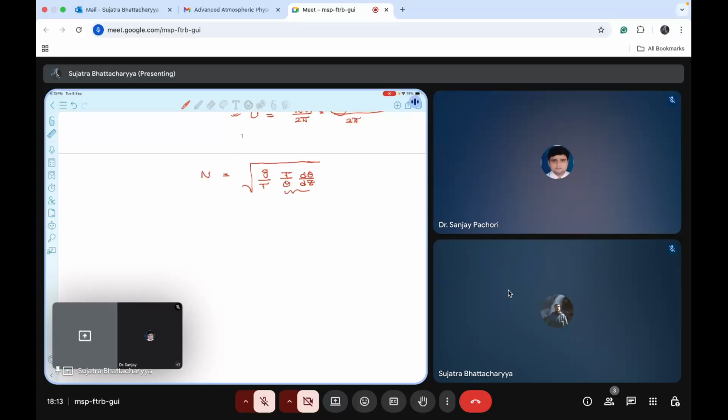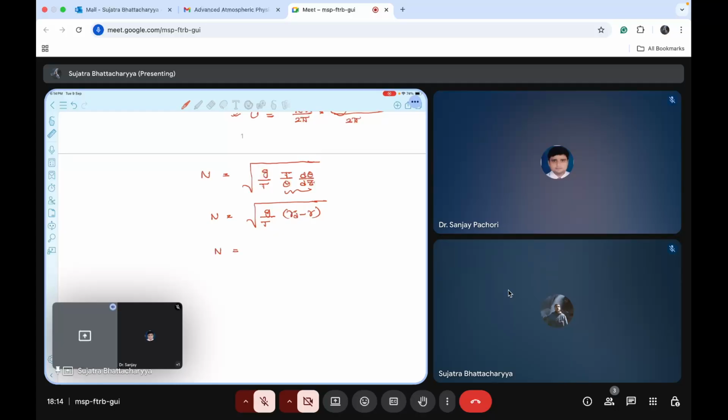Now, this we already know. That's why I have done that. So N is the root of g by T, times T by theta d theta/dz, that is gamma d minus gamma: the dry air parcel lapse rate minus the environmental lapse rate.